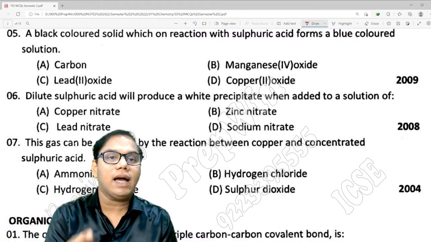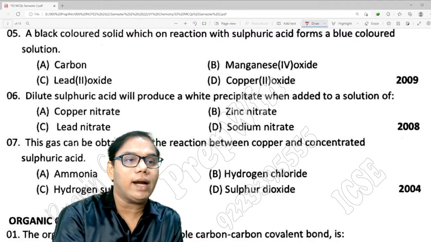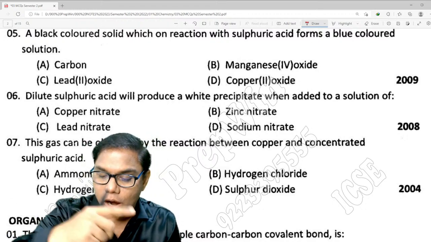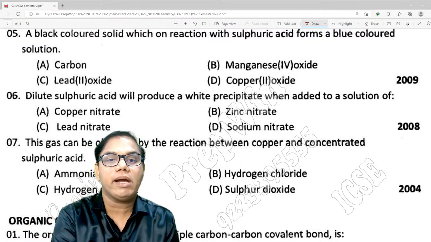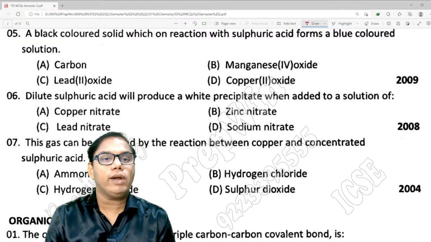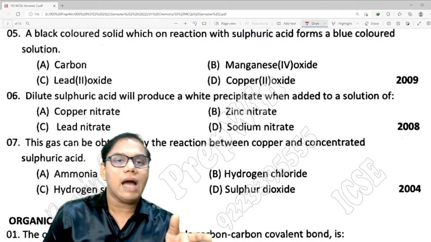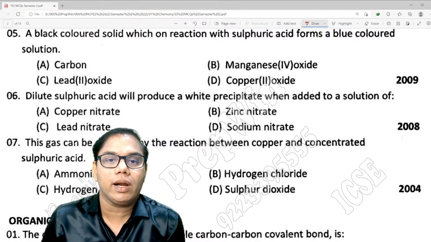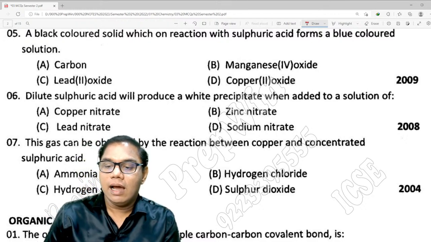Let us move on to fifth question. A black colored solid which on reaction with sulfuric acid forms a blue colored solution. Very good question. Black becomes blue. Again, an observation based question like that. Konsa hai black color ka? Which becomes blue? Is it carbon? Carbon cannot be blue. Okay, manganese 4 oxide, lead oxide, copper 2 oxide. Which is the option?